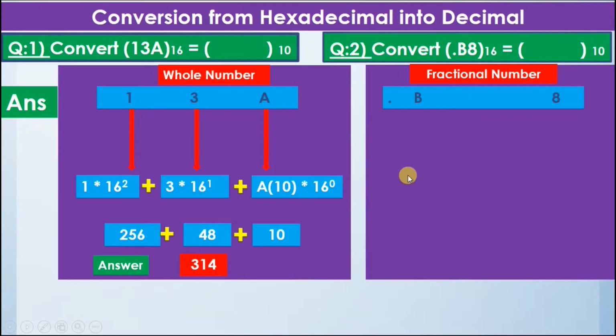and so on. So first of all, we will take the number B and multiply it with 16 raised to power minus 1. And as you know, B is equal to 11 in hexadecimal. So 11 is multiplied with 16 raised to power minus 1. Next we take the digit 8 and we multiply it with 16 raised to power minus 2. Right? As we are moving away from the decimal point, initially the power was minus 1 and now it has become minus 2 here. So then we will add both the values.